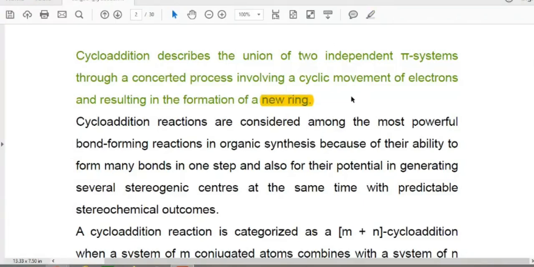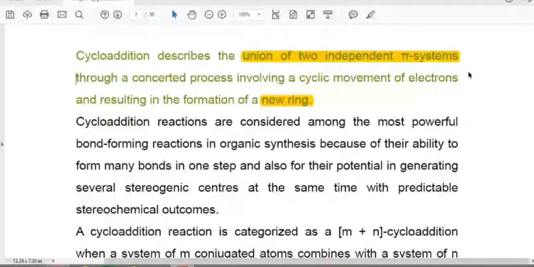So what is a cycloaddition? Addition, the term itself indicates the union of two independent pi systems. Here, what are pi systems? Double bonded molecules, or molecules with multiple bonds like double bonds and triple bonds.